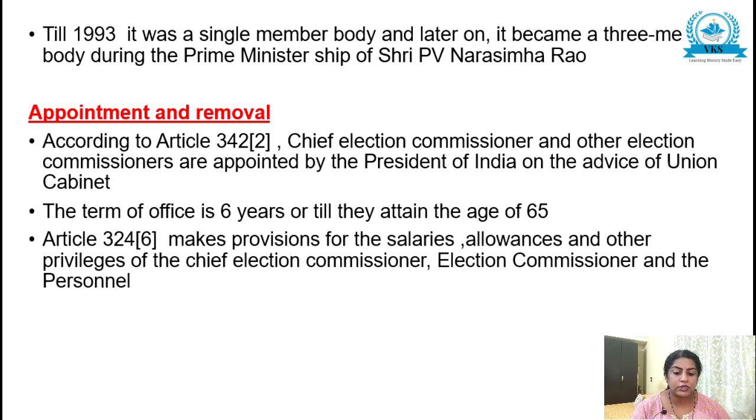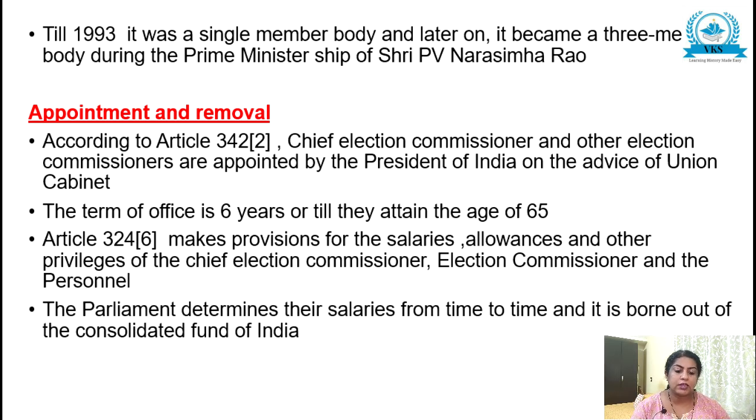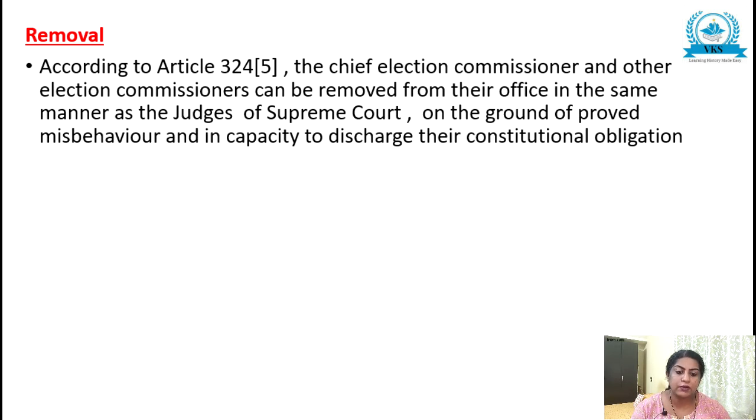Article 324(6) makes provisions for the salaries, allowances and other privileges of the Chief Election Commissioner and other personnel. The Parliament determines their salaries from time to time and it is borne out of the Consolidated Fund of India. Removal. According to Article 324(5), the Chief Election Commissioner and other election commissioners can be removed from their office in the same manner as the judges of Supreme Court on the ground of proved misbehavior and incapacity to discharge their constitutional obligation. Now, let us move on to the next topic, that is powers and functions.